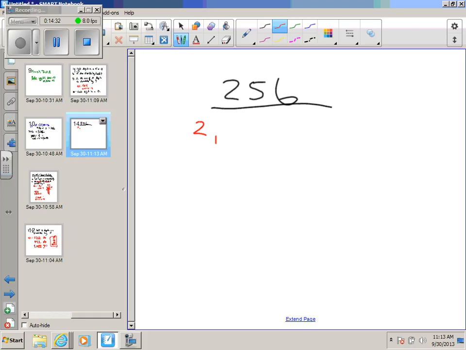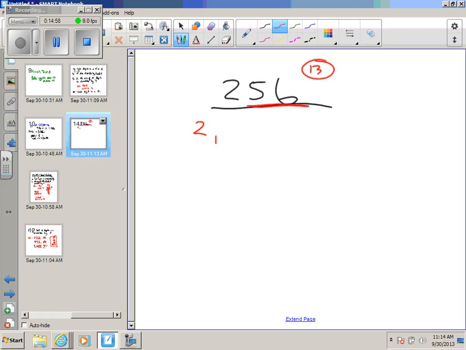How do I find out if it's divisible by 3? Sum of the digits, right? So say 2 plus 5 plus 6. Here's what I do. I'm going to put a 13 up there, and I'm going to circle it, because I might need that sum later, right? Is 13 divisible by 3? No. All right, let's test it for 4.